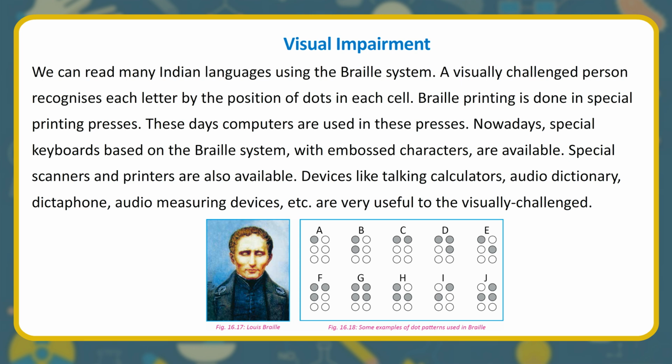Braille printing is done in special printing presses. These days computers are used in these presses. Nowadays, special keyboards based on the Braille system, with embossed characters, are available. Special scanners and printers are also available. Devices like talking calculators, audio dictionary, dictaphone, audio measuring devices, etc. are very useful to the visually challenged.